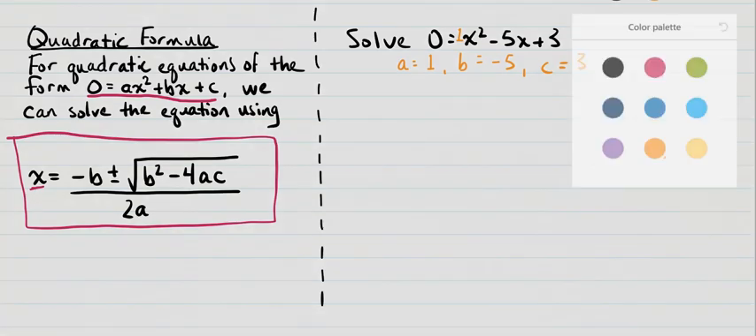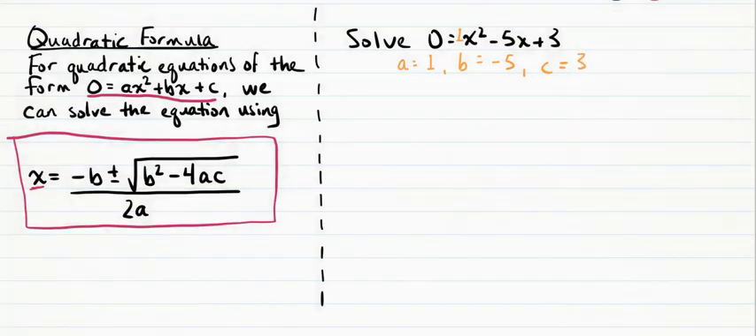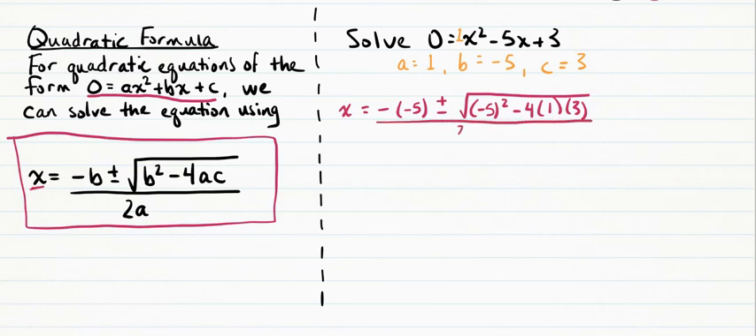So we can use those values and substitute into the quadratic formula because we already checked to make sure that this equation is not factorable. So we get x equals negative b, which is negative 5, plus or minus the square root of b squared, so negative 5 squared, minus 4 times a, which is 1, times c, which is 3. And all of that is divided by 2 times a, which is 1.